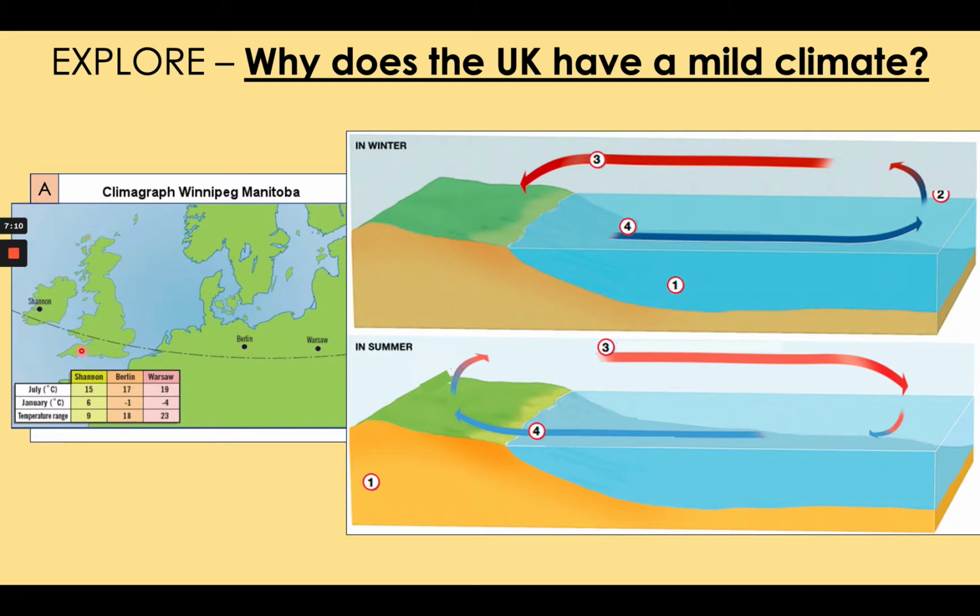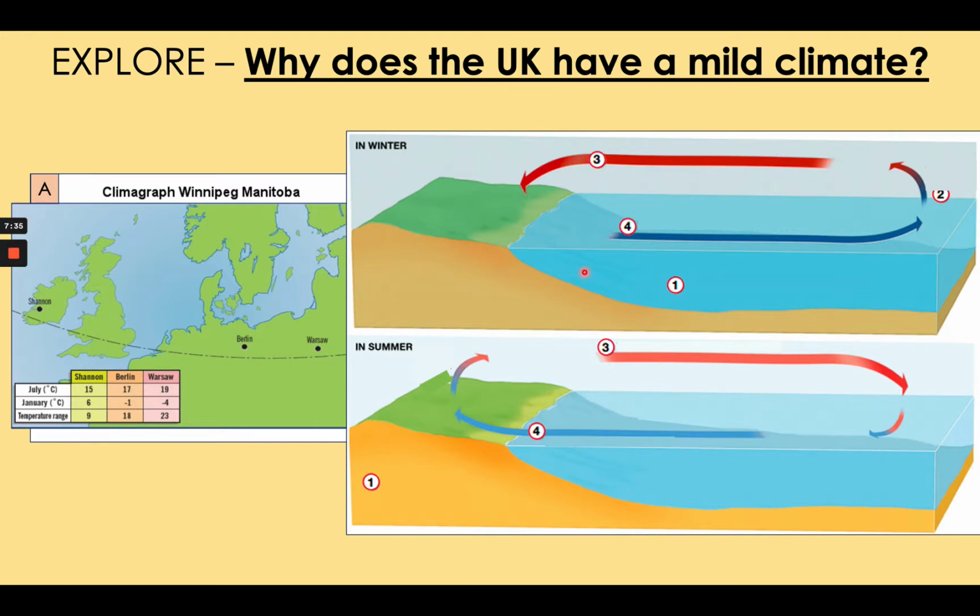Look at the UK here. The UK is an island, so almost all towns are close to the sea, meaning that the temperature range in almost all towns in the UK will be much smaller than the temperature range in places that are further from the sea, places within the centre of continents such as Manitoba in Canada. So why is this the case? Well, have a look at this picture here.